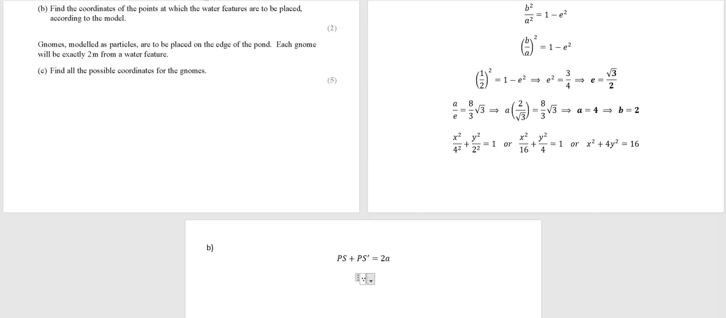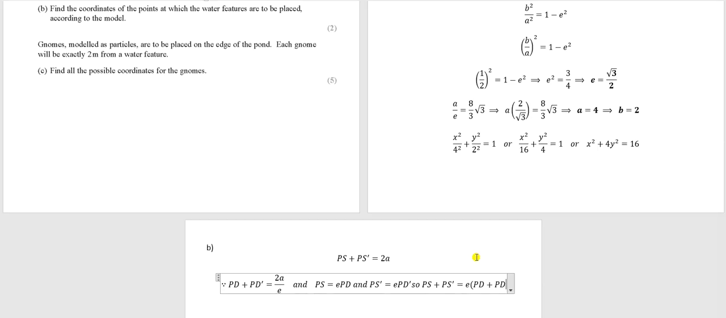So we can say that this result happens because PD plus PD dash equals 2a over e, and PS equals e PD, PS dash equals e PD dash. So PS plus PS dash is equal to e times PD plus PD dash, which of course is e times 2a over e, which is just 2a.